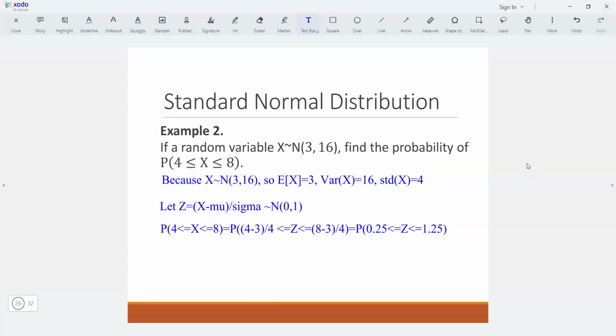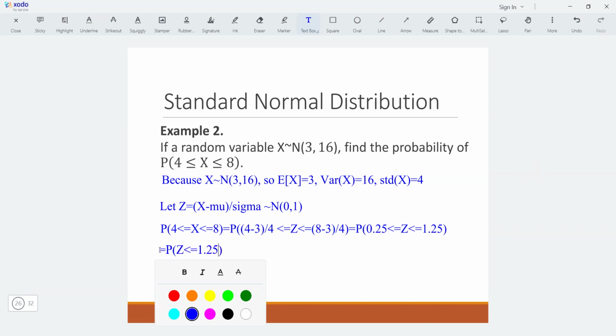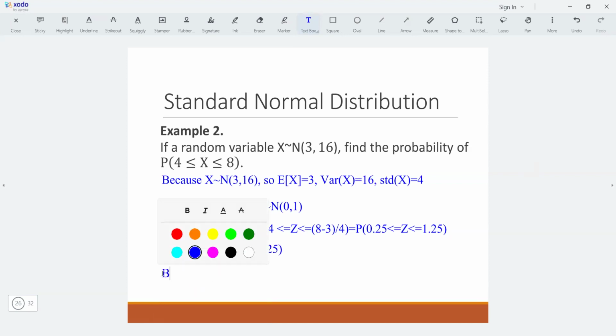Of course, you can use your calculator to help you check this. So now we find z follows a standard normal distribution. The left endpoint is 0.25, the right endpoint is 1.25. Then what we do follows our previous example. This probability will change to two parts: one is our random variable smaller or equal to the right endpoint, minus our random variable smaller or equal to the left endpoint. And then we should use our standard normal table to find the value of these two probabilities.